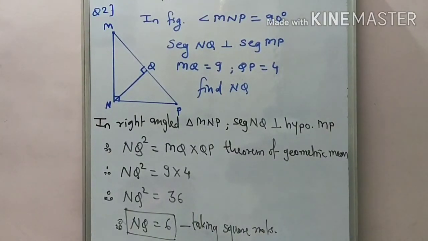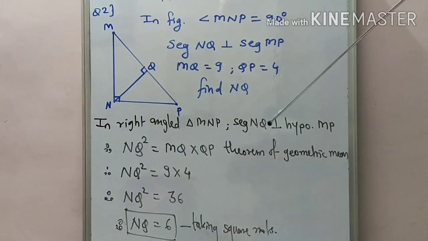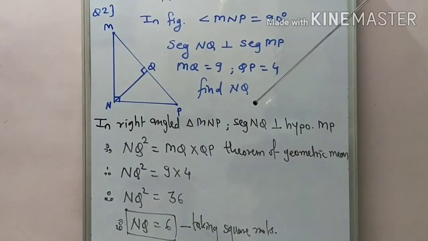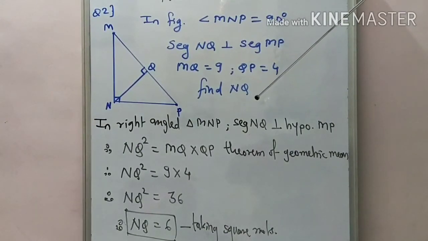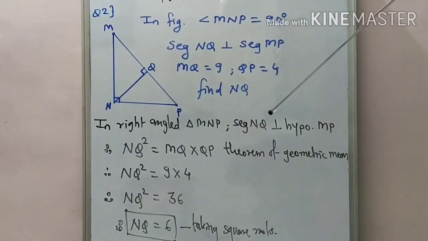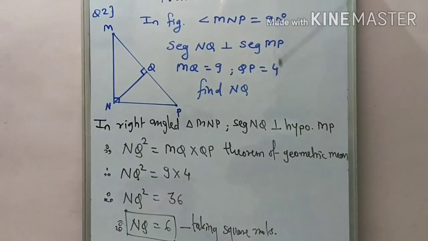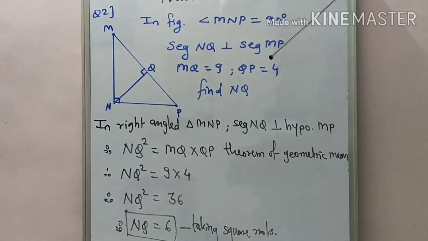Okay students, similarly we have the third one, where we have to use the same theorem of geometric mean. So that third one I will keep as your homework, students. And the 4th to 10th examples we will discuss and solve in our next lecture.